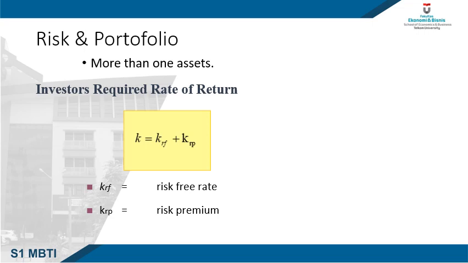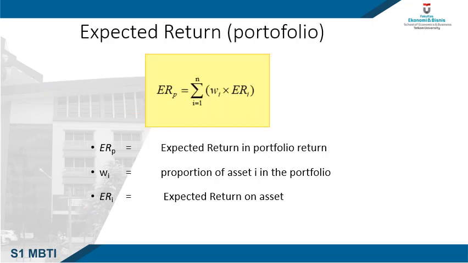So now we go into the portfolio method. Then I remind you again that the required rate of return comes from the risk free rate and then the risk premium. So K is equal to KRF plus KRP.